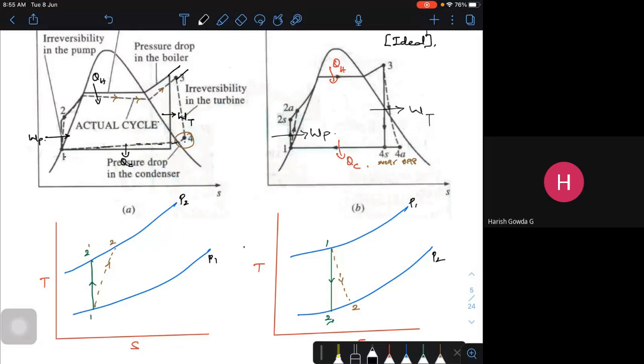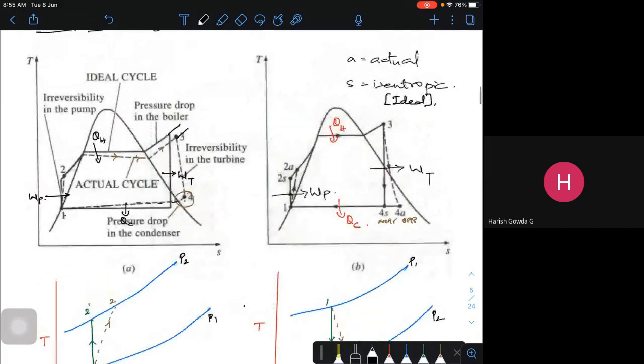So actual pump work, actual heat addition, then actual expansion, and actual heat rejection. At each and every path, I could see there are irreversibilities. Because of irreversibility, the pump will be consuming more work, the boiler will see a drop in pressure, the condenser will see a drop in pressure, and the turbine will be doing less work. So this is what we could expect from an actual cycle.